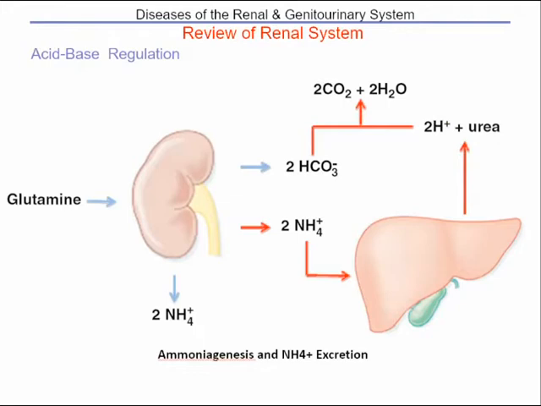So for every milliequivalent of ammonium ion excreted, a milliequivalent of new bicarbonate is returned to the blood. So this process accounts for approximately two-thirds of your renal excretion of your acids.